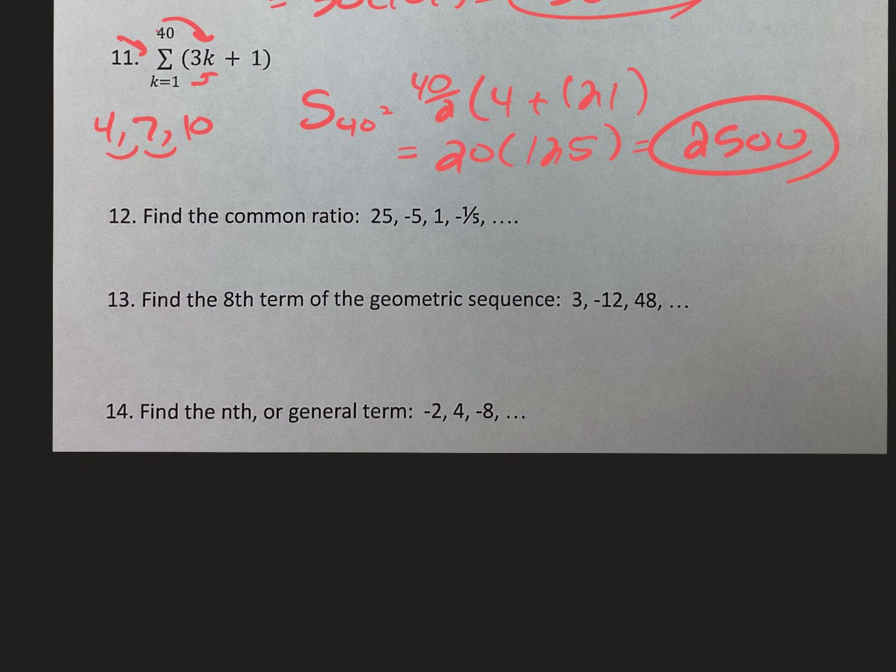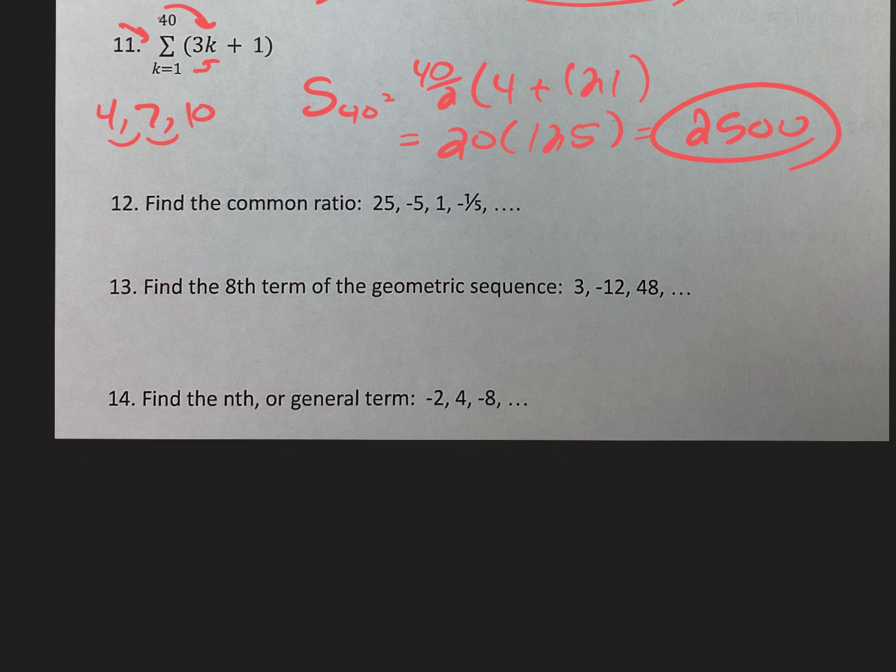Number 12, now we're starting geometric. What's the common ratio? Remember how to find R. R is always the second number over the first number. So if I were to do negative 5 over 25, I would get negative 1/5. That's the R. Number 13, find the 8th term of the geometric. Just going to use the formula for geometric. Okay, the 8th term would be the first term times R.